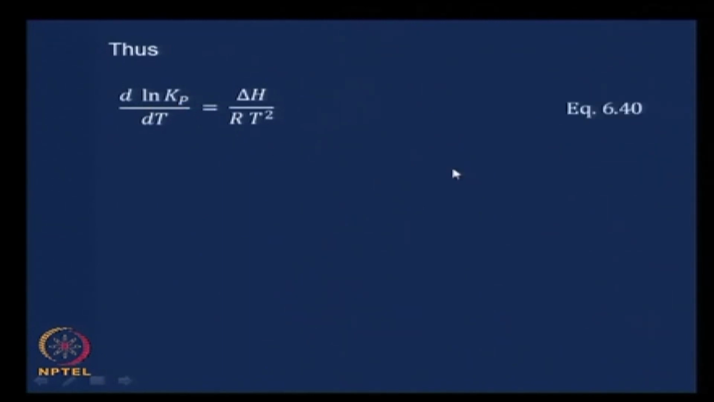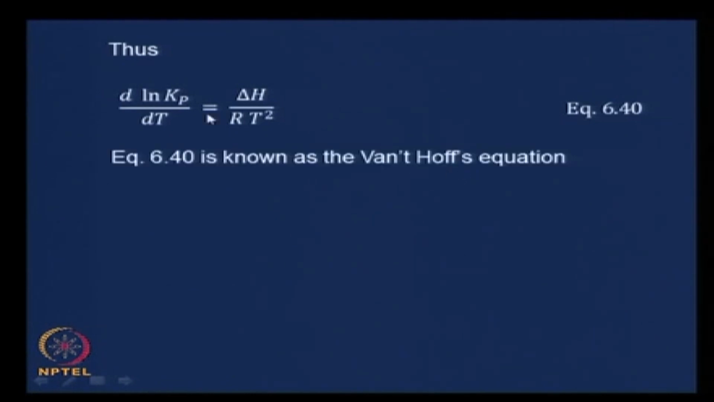This is equation 640, and this equation d ln Kp by dT equals delta H by RT squared has a special name. It is called the van 't Hoff equation. Now that you have seen this, we have worked out a means by which we get the dependence on temperature of Kp in terms of the enthalpy of the reaction, and of course the temperature of the system.